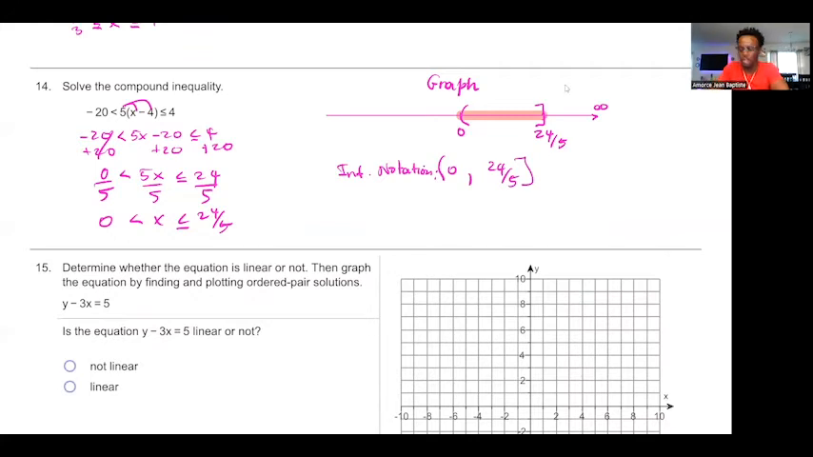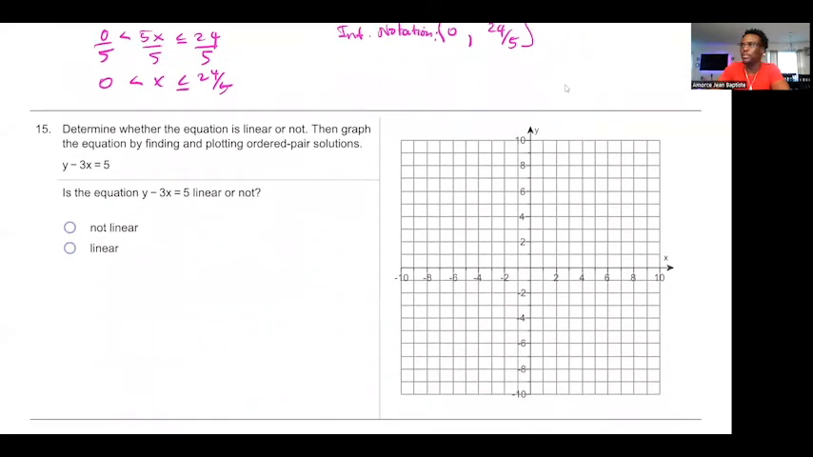So now let's go ahead and see what we have in number 15. Number 15, it's a graph. First thing you need to realize is that this says determine whether the equation is linear or not linear. It's linear because all the variables have the power 1. So power 1 for all variables, then it's linear. We talked about that. So your answer is yes, it's linear.